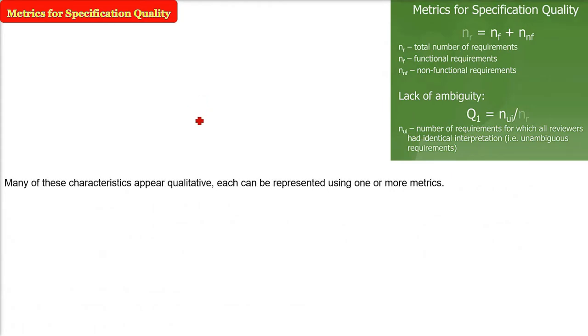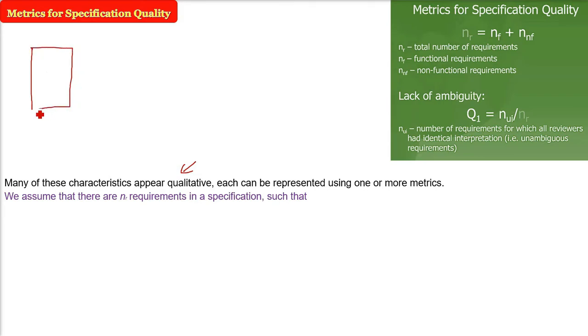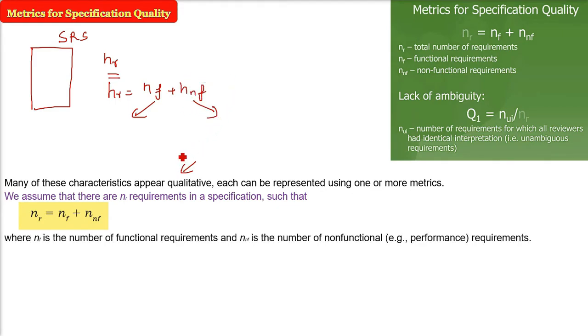So many of these characteristics seem to be very qualitative. For accuracy we can compute, but what about understandability or the ambiguity? How do we check? So we will use the metrics. We assume that, for example, you have an SRS, software requirement specification. N sub R is the number of requirements in the specification. So what is NR? NR will be NF plus NNF. All these F and NF are subscripts. The first one is the functional requirements. The second one is the non-functional requirements. Non-functional requirements are specifically written, and some are explicit, some are implicit.